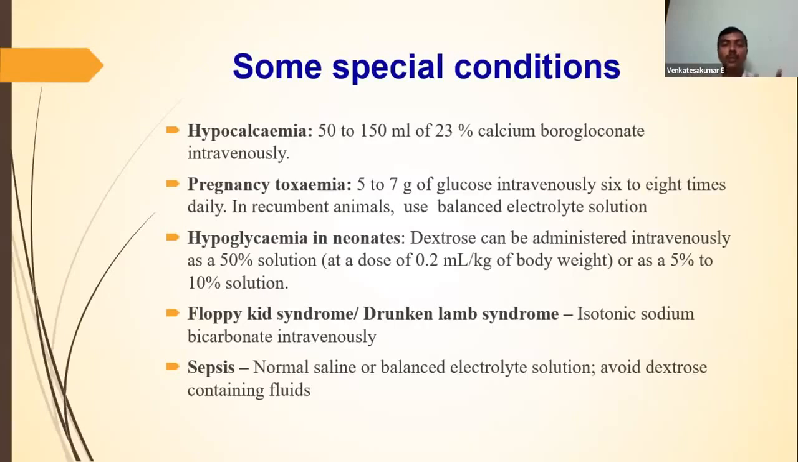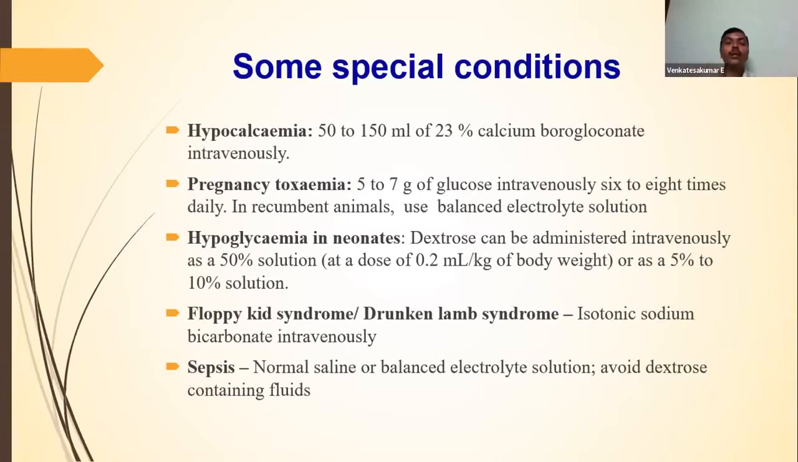The owner may report, sir, 10 days back it kidded, or lambed. For 5 days it drank milk properly. After that, it started abdominal distension and some indigestion problems, mild diarrhea is there, and the animal is going into recumbency. Those conditions come under the category of floppy kid syndrome or drunken lamb syndrome. In those cases, we need to assess with a blood gas analyzer, and we will get acidosis. We have to pass the stomach tube and evacuate the putrefied milk.